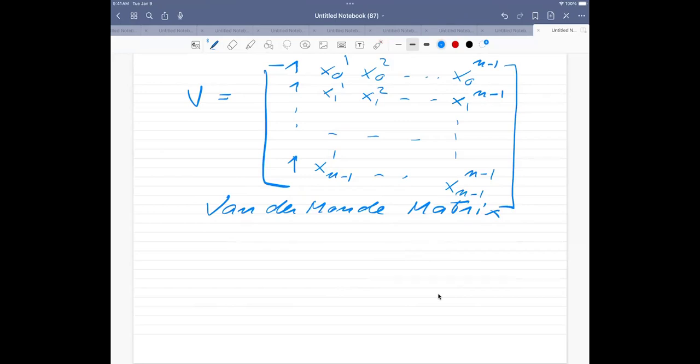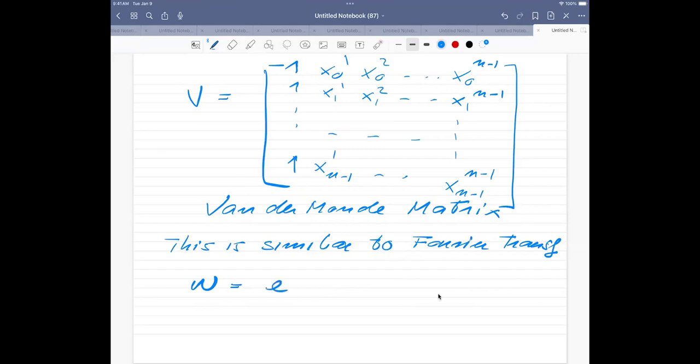And if we now look at the Fourier transform, so this is similar to the Fourier transform. What I'm going to define now is just a quantity W, which is given by the exponential of 2 pi i divided by n. If I then look at the Fourier transform, these are some of the entries which you will see. So if you look at this pattern which you have here, with x0 to the power of 1, x0 to the power of 2, etc.